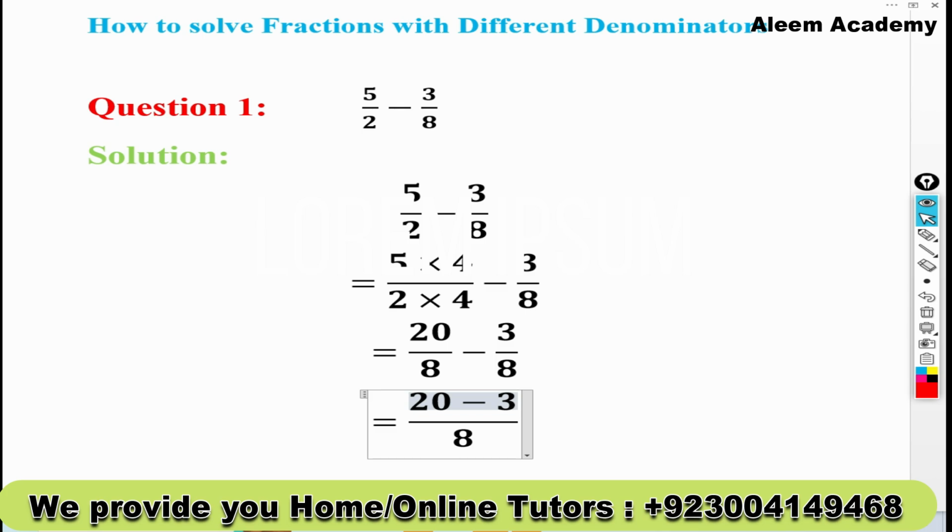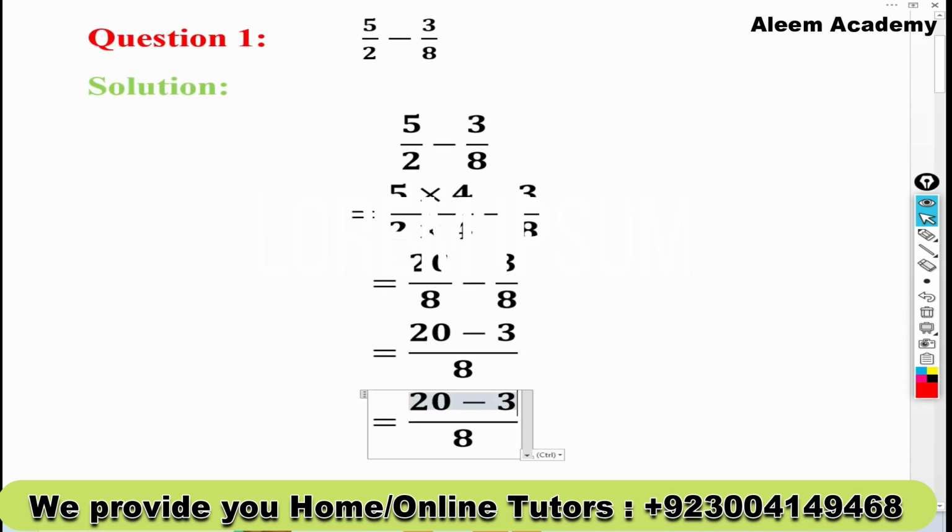Okay, because over there in the question you could not do 5 minus 3, but now you can do 20 minus 3. Why? Because you have converted the denominators into the same. You have the same denominators. Now you can subtract them. 20 minus 3 is 17. Okay, so this is your answer, 17 over 8.